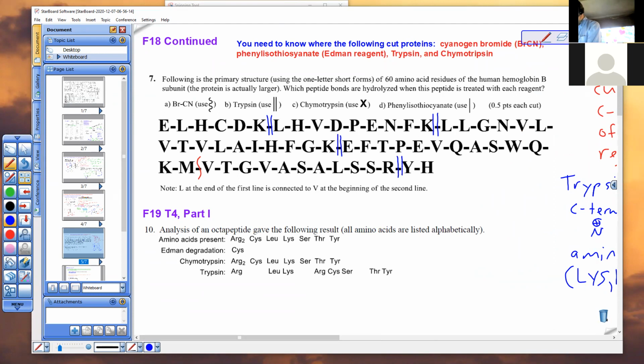R and K. Make sure I didn't miss any. Do you think I got them all? If I have an R or a K there without the double line, then I missed one.